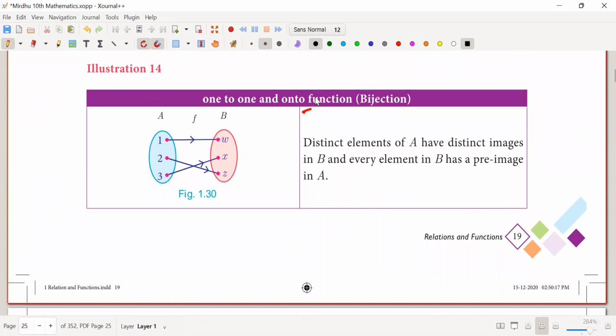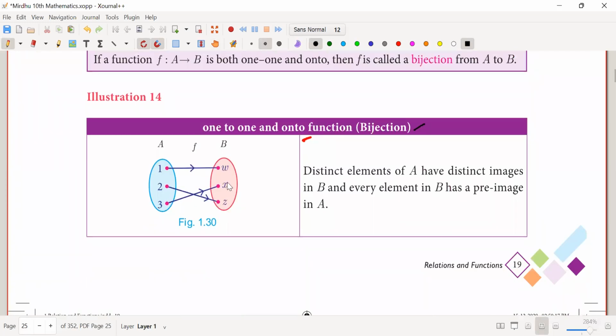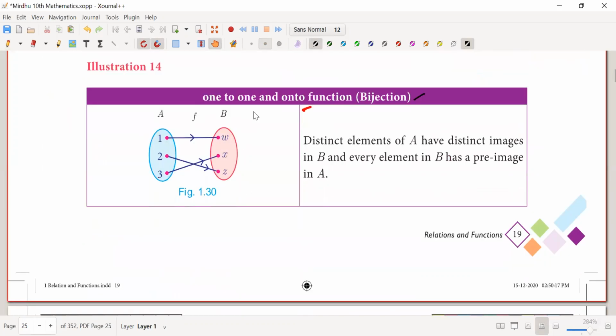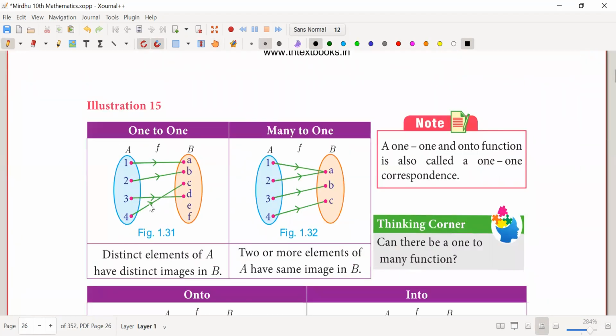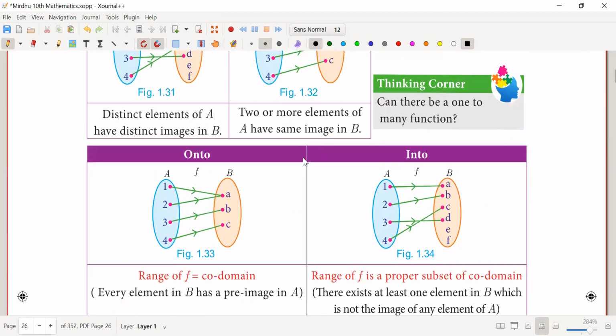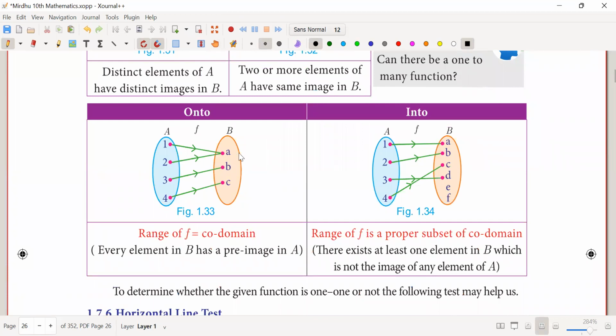So one-to-one and onto function: bijection. Bijection is both together. That is one-to-one, and it is also an onto function. Then here, one-to-one but into function. One-to-one into function. This is many-to-one onto function. Many-to-one onto function. So that's what they want to say. What is an onto function? If range is equal to codomain. If range is not equal to codomain, it is into.